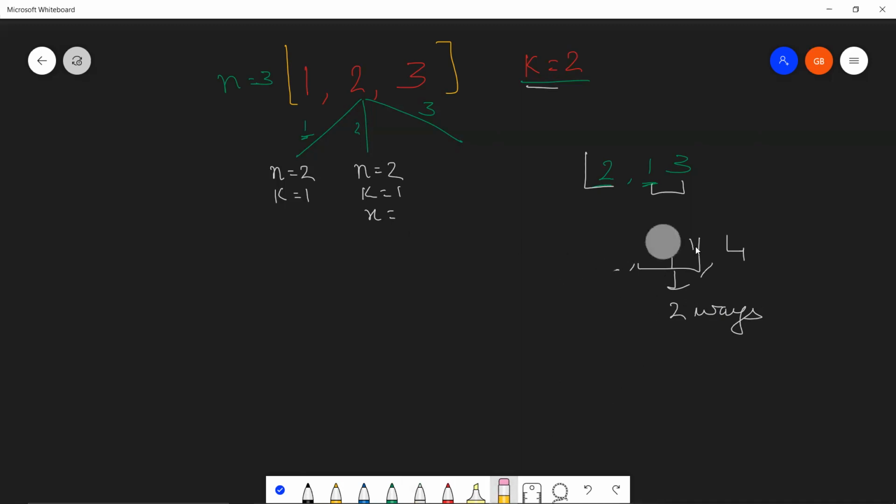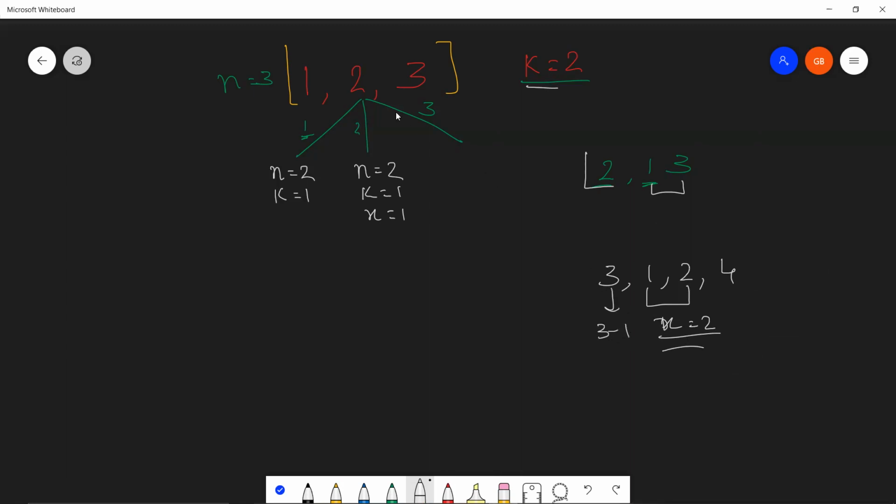We were discussing this case over here, 2, 1, 3. So value of x will be 1. 1 is a candle which can be rearranged in many ways, but still it won't be visible. In the case which I drew over here, 3, 1, 2, 4, x was equal to 2. How did I calculate this 2? That's very simple, 3 minus 1.